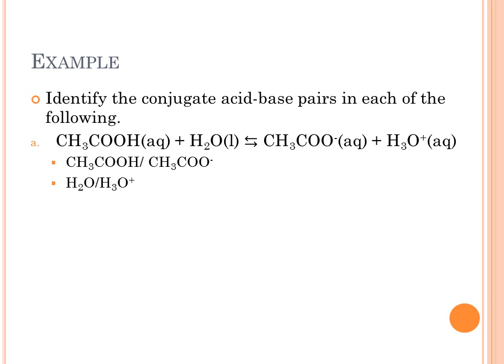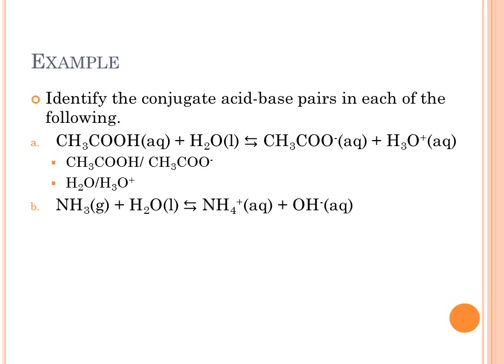And so one conjugate acid-conjugate base pair is the acetic acid/acetate pair, where acetic acid is of course the acid and acetate ion is its conjugate base. And we've got water acting as a base and hydronium ion being its conjugate acid. In part B, we've got ammonia, which is a weak base, reacting with water to form the ammonium ion and the hydroxide ion.